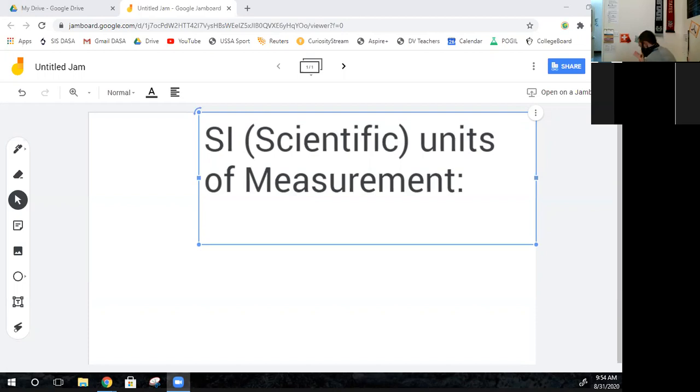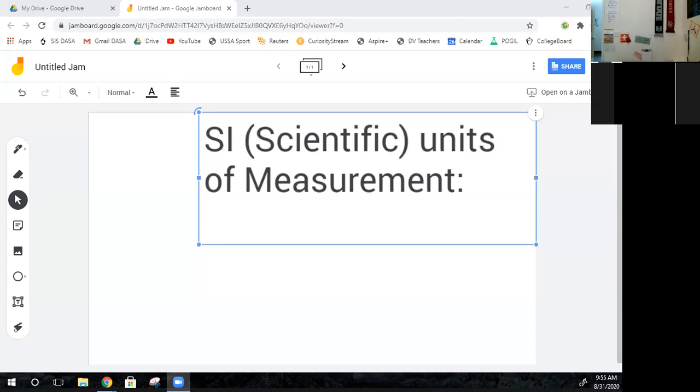Zoom people, I'll be back. The British imperial system, many of you wrote this down, I'm sorry. Today is the 31st? 31st. Okay, SI units.